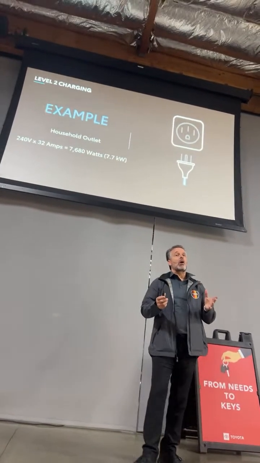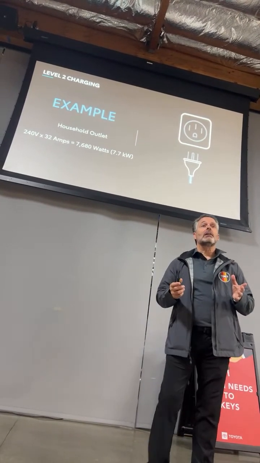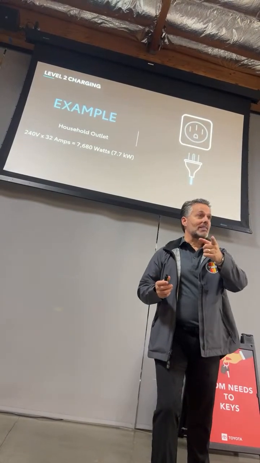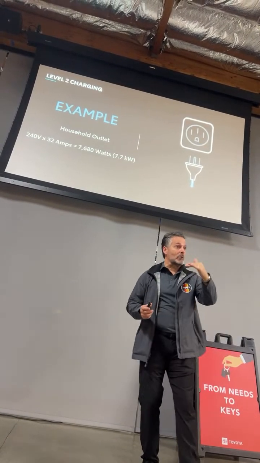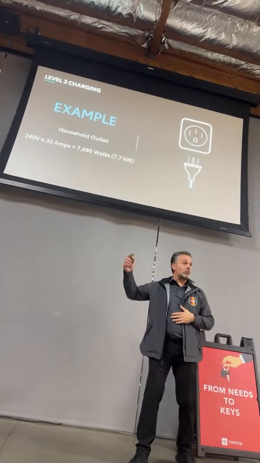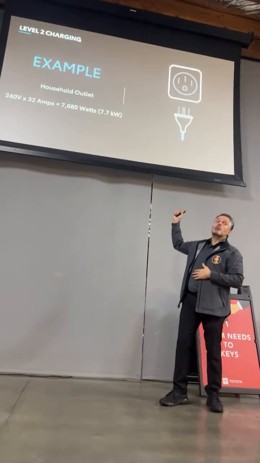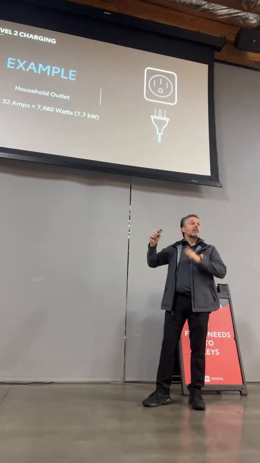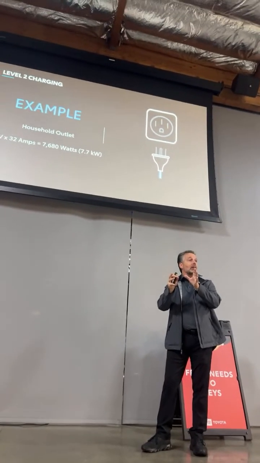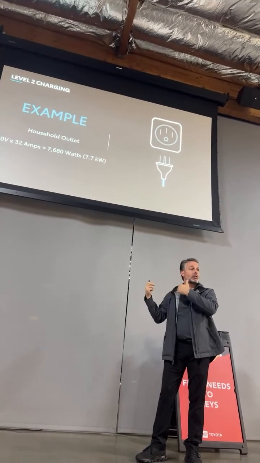What's the size of our onboard charger? Anybody know? 7 kilowatts. 7.6 kilowatts, exactly. That's going to limit the speed at which we can take on an AC charge. That's why I chose 32 amps, because it comes out right at about 7.6 kilowatts. That's the most we can accept right now in level 2 to charge the BZ.